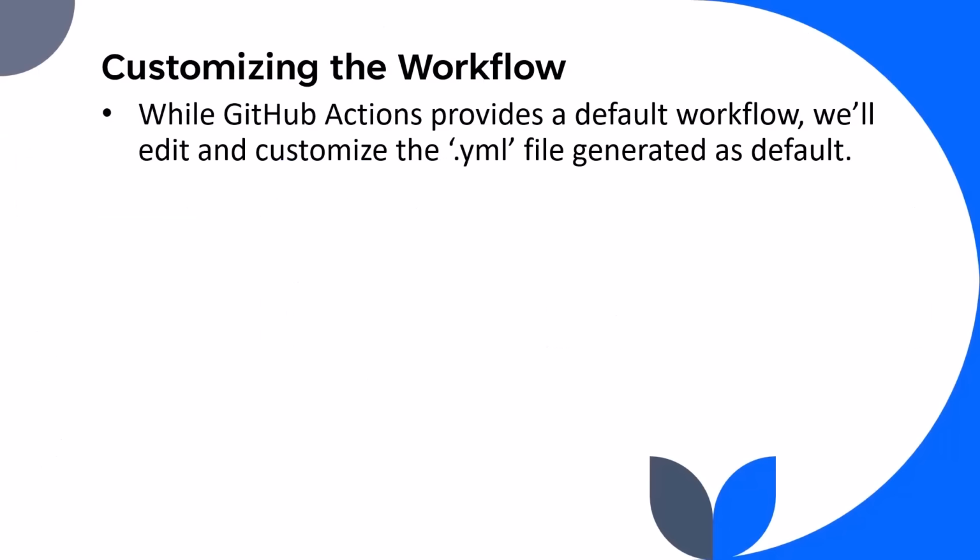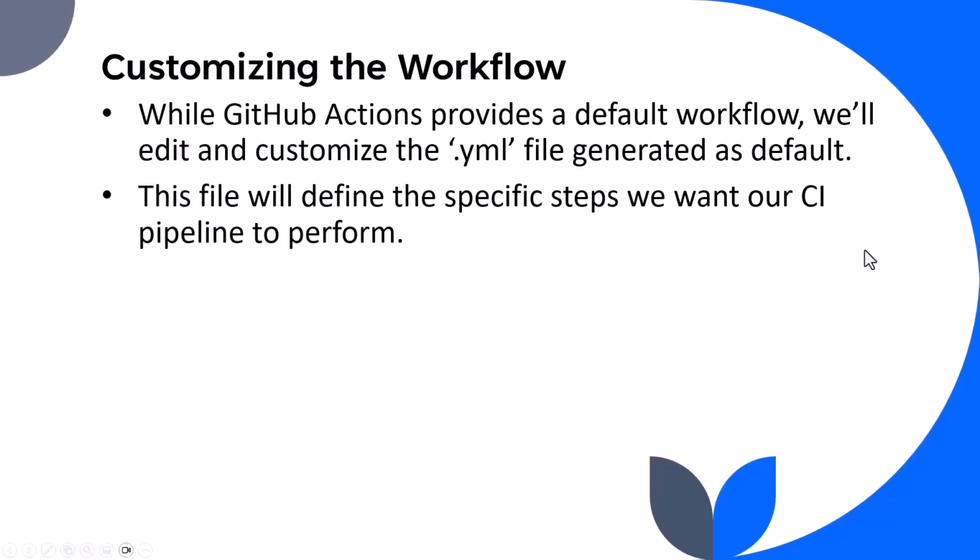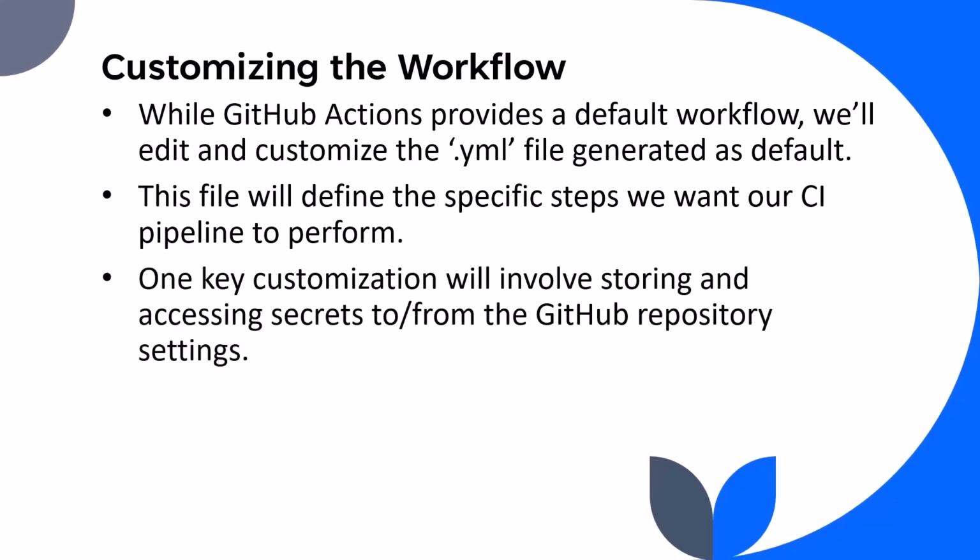So as you can see on the slideshow, while GitHub Actions provides a default workflow, we'll edit and customize the .yaml file generated as default. And this file will define the specific steps we want our CI pipeline to perform. Now, one key customization will involve storing and accessing secrets to and from the GitHub repository settings, which I am going to show you now.